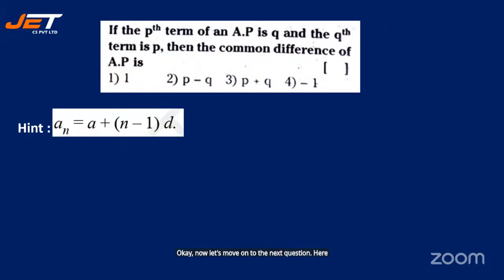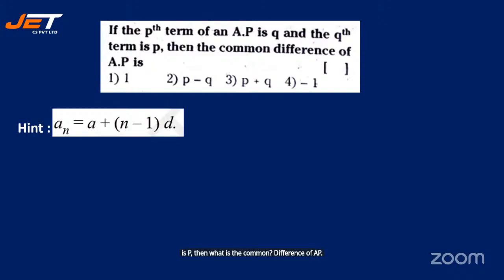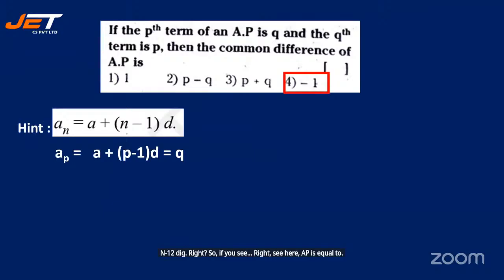Here goes. If the Pth term of an AP is Q and Qth term is P, then what is the common difference of the AP? Yes, so here we have a_n is equal to a plus n minus 1 into d, right? So if you see, a_p is equal to a plus p minus 1 into d, that is Q. a_q is equal to a plus q minus 1 into d, that is P.